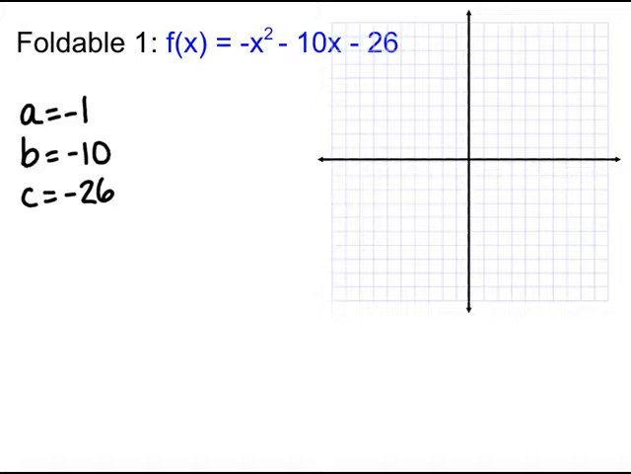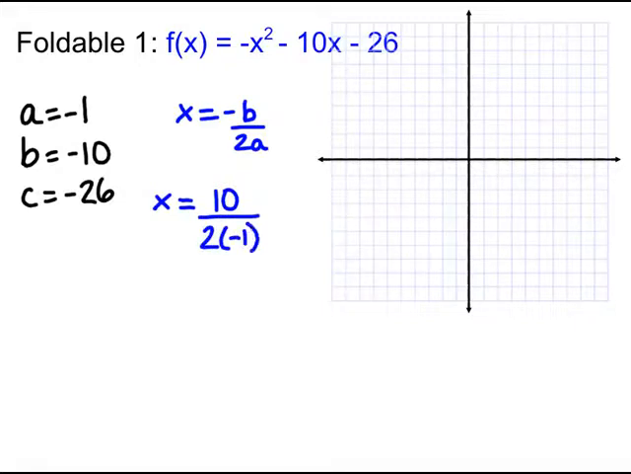Now, a being negative, we know it opens down, which is nice. We first need to find our axis of symmetry. So we're going to use that equation, x equals negative b over 2a. So x equals the negative of negative 10, which makes a positive 10, over 2 times negative 1. Well, that's 10 divided by negative 2, which means x equals negative 5. So our horizontal translation is we're going to go left 5. At this point, we're going to draw in our axis of symmetry at x equals negative 5.